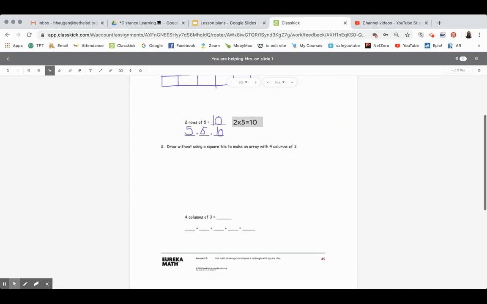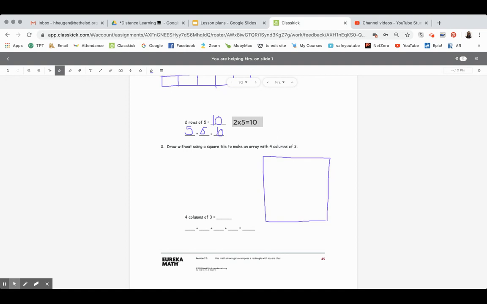Number 2, draw without using a square tile. Make an array with 4 columns of 3. So I'm going to draw over here. Because I'm drawing columns, I'm going to draw them a little taller. So I'll draw a big box. Now because I need 4, the rule is I draw 3 lines. I draw one less line.